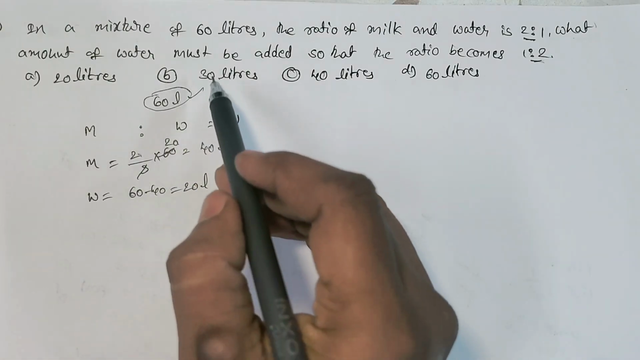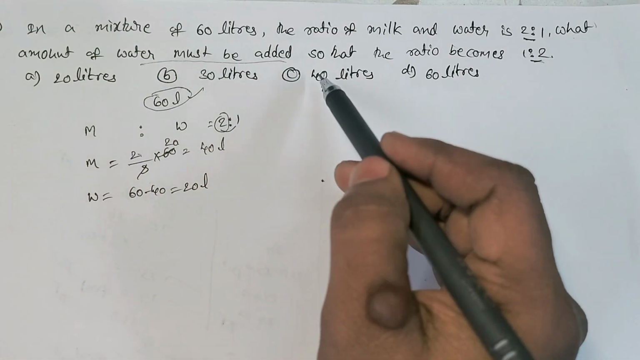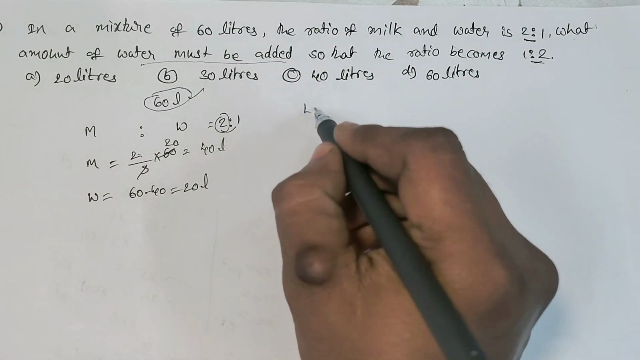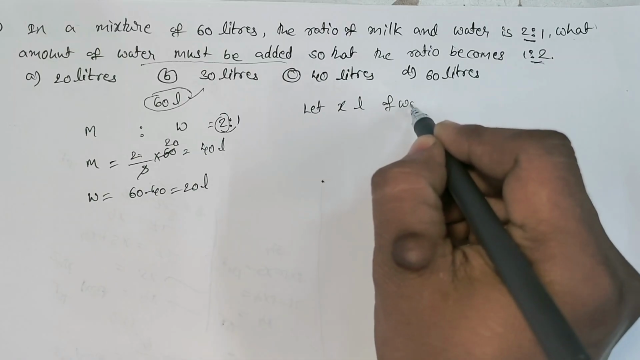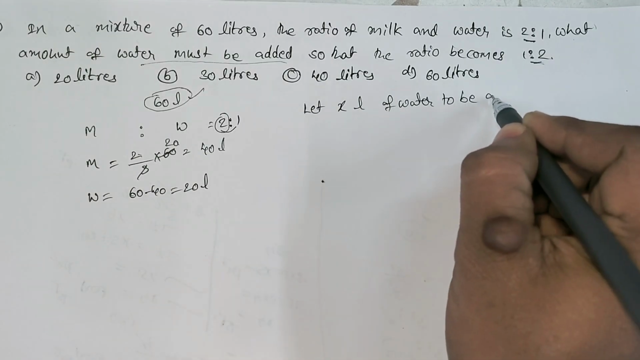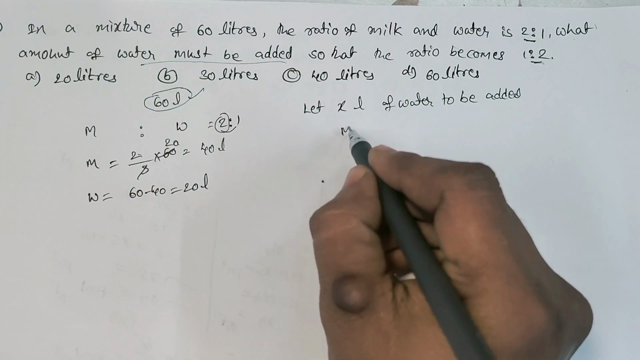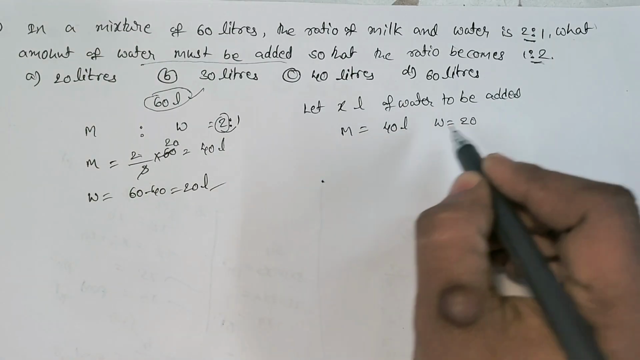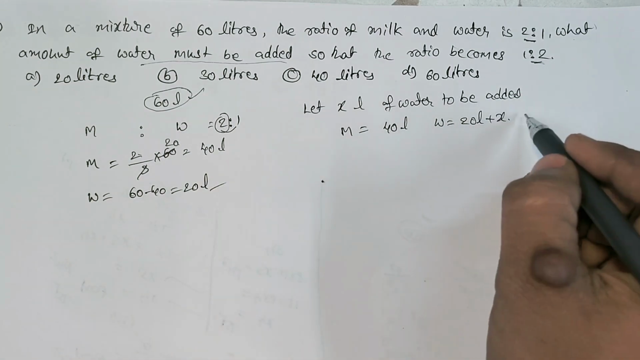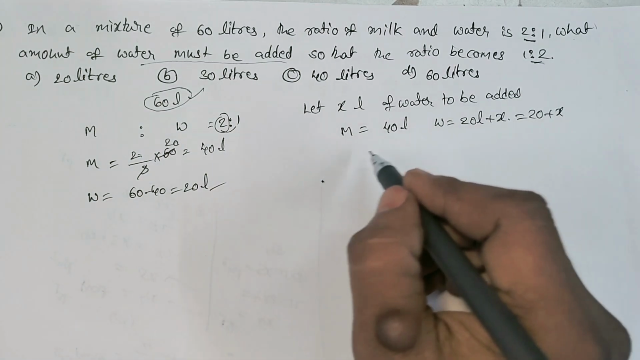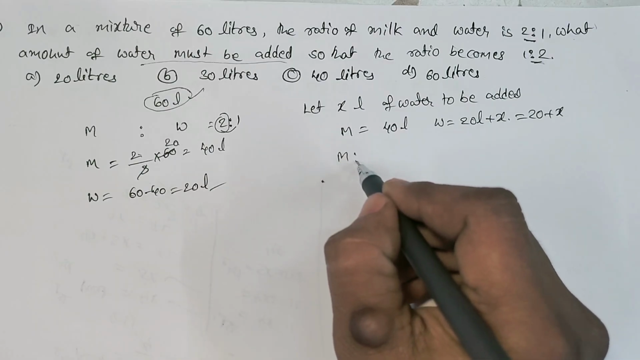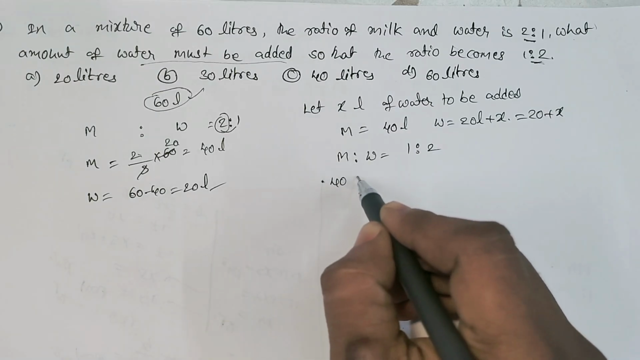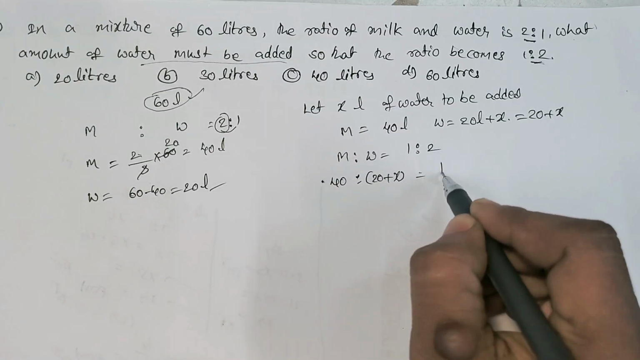Now what we need to do is add a certain amount of water so that the ratio between milk and water becomes 1:2. So let us assume x liters of water to be added. In that case the milk quantity remains the same, 40 liters, and the water quantity becomes what? 20 liters is already there, and we added x liters, that means 20 plus x liters. Now we know the ratio between milk and water in the new mixture is given as 1:2. That means 40 is to 20 plus x gives you 1:2.